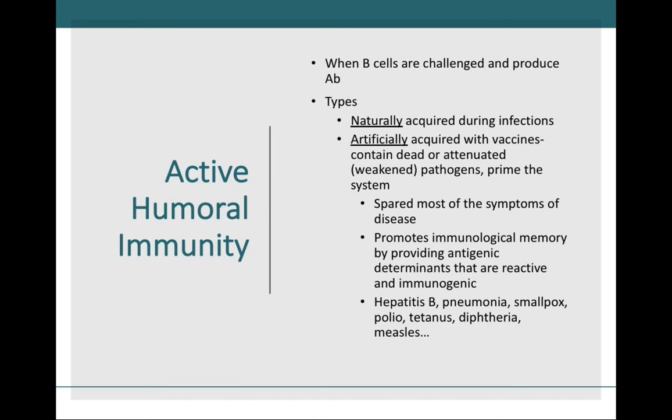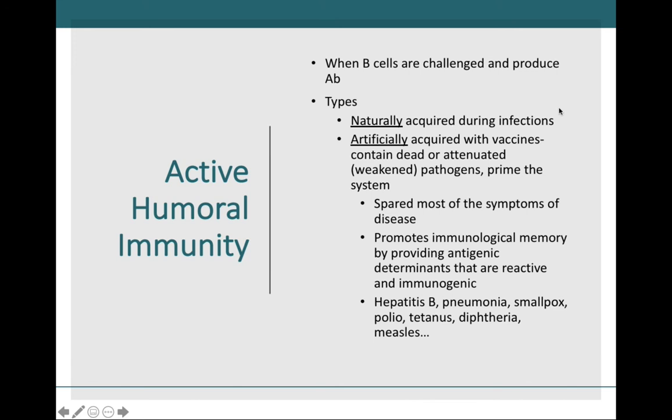With active humoral immunity, our B cells are fending off the pathogens and therefore producing the antibodies and making memory cells. With passive humoral immunity, we administer antibodies to the patient, and that does not leave the B cells challenged, so therefore no memory is produced. Now both of these can be either naturally acquired or artificially acquired. Naturally acquired is basically what we've been speaking about this entire presentation.